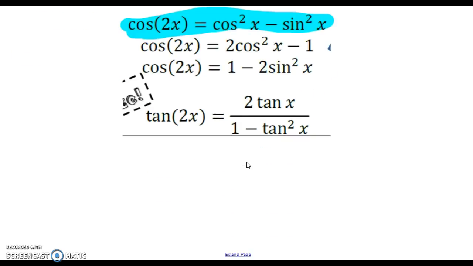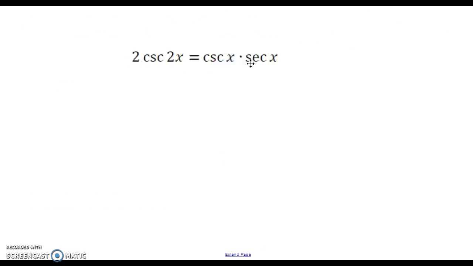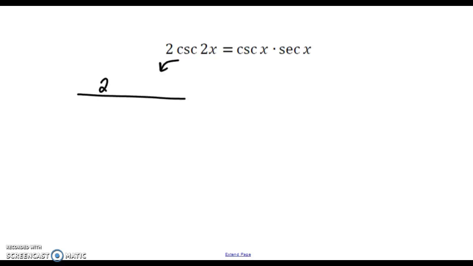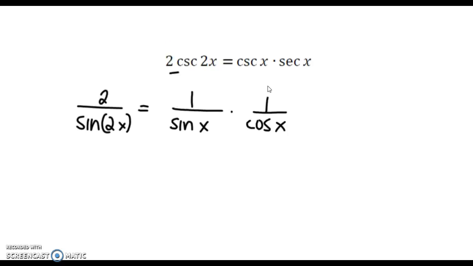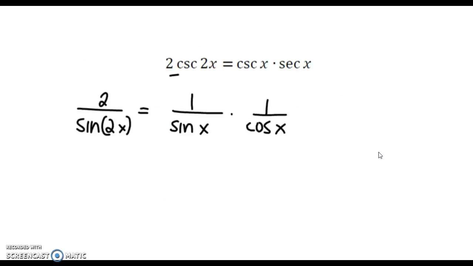Now I need to go back and talk about one other one that I accidentally forgot to talk about. So this was example 2. What's a little weird about this one is we didn't talk about double angles with the reciprocals, but what we are going to do is change this to 2 over sine of 2x. And we're going to want that to match, and what I would do is change this side into 1 over sine of x times 1 over cosine of x. That's kind of where we're trying to go. So we're going to use these identities again to kind of get us there.